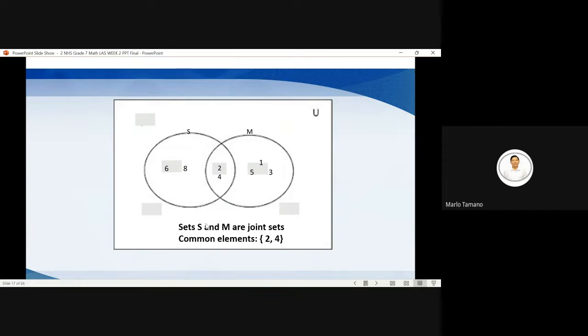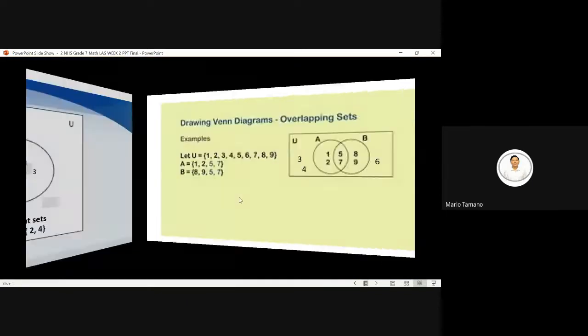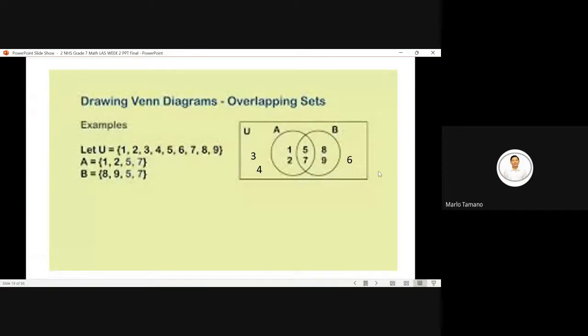Okay? So sets S and M are joint sets. No? Why? Because they have common elements. What are their common elements? These are 2 and 4. Can you follow? All right. So this is the Venn diagram of joint set. All right? So magkapatong po yan kapag joint set. Kapag disjoint po, yan po ay magkahiwalay. Pero later on.